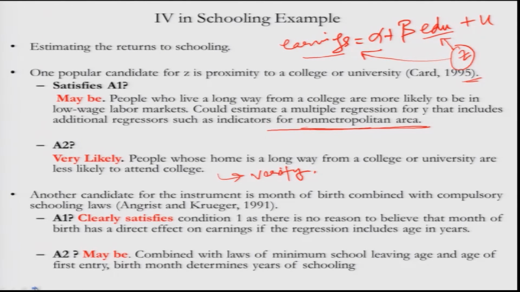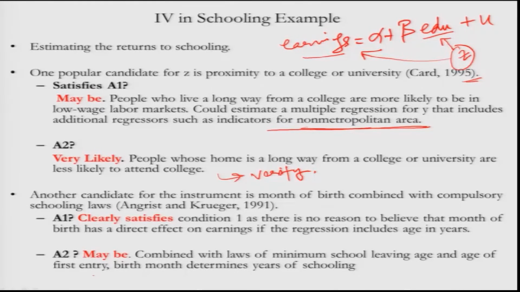Now, the second one, whether month of birth actually affects your years of education when combined with the minimum school leaving age, which is when combined with the compulsory schooling laws, whether the month of birth affects your extent of education, that we can verify using data. So, once we are able to verify using data whether the relevance condition holds, and if you are willing to believe that the exogeneity condition holds, then we can be sure that Z can be used as an instrumental variable.